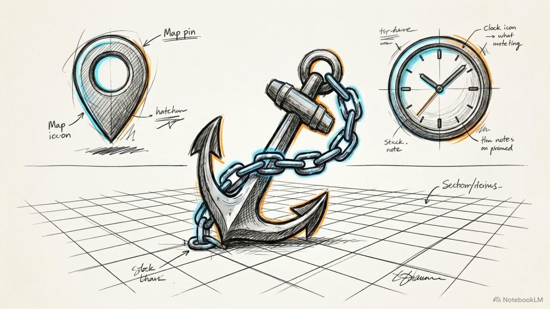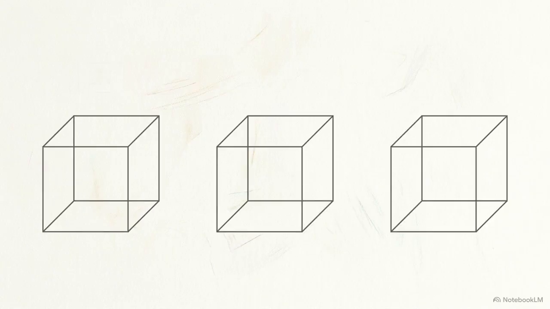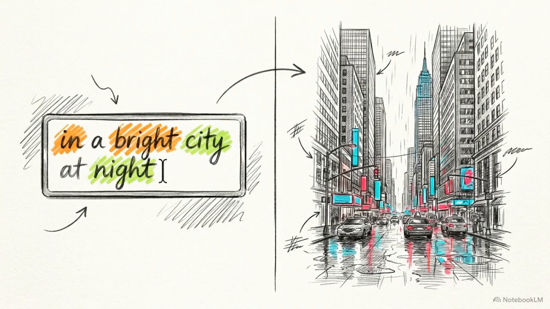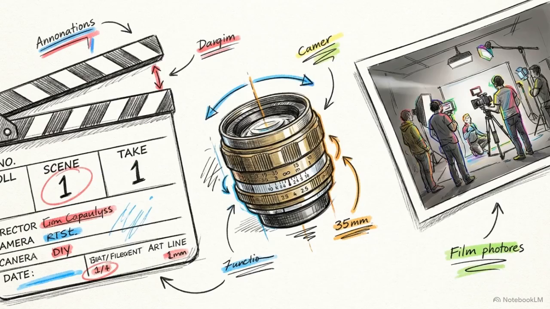With the subject locked in, we use place and time to anchor that character within a specific environment. Prepositions like in, on, or at dictate the spatial relationship between your subject and its surroundings. Adding "in a bright city at night" forces the AI to generate background architecture and a lighting scheme that matches the time of day. The final stage of the formula involves technical boosters: camera view, style, and quality.